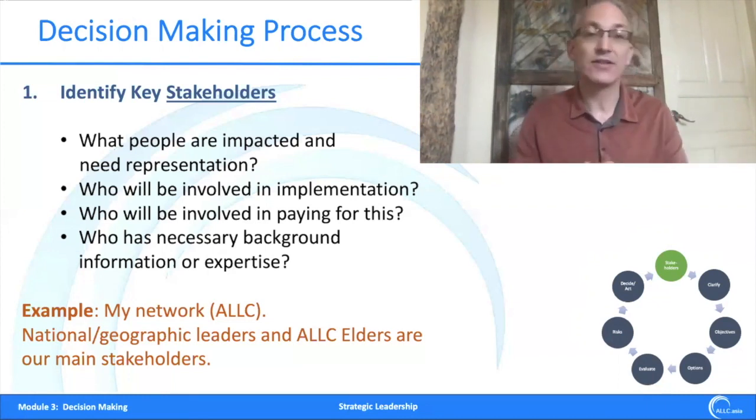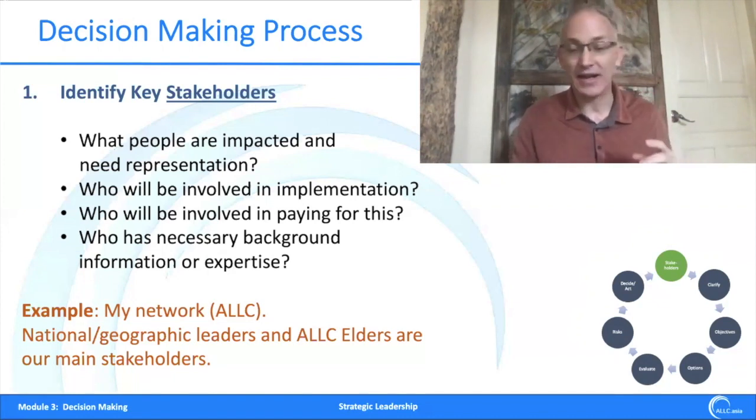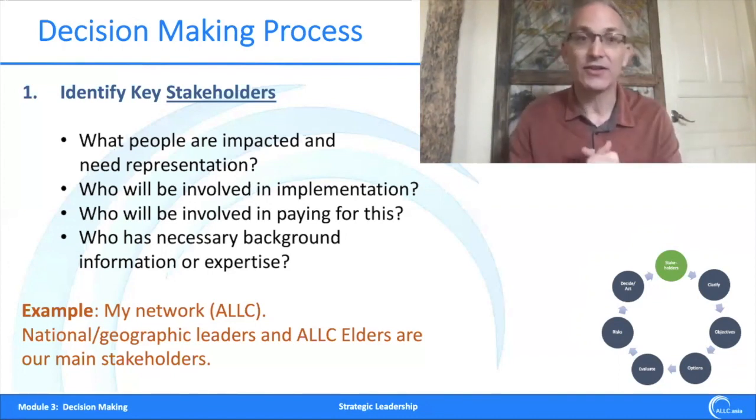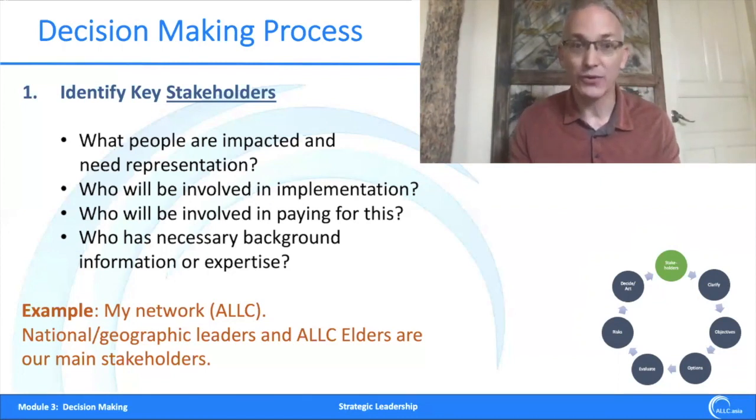And the last thing to consider is what kind of people do we need to involve who might have great background in this area, expertise, or information that we need. So these are some of the questions to consider as you're thinking about identifying key stakeholders to involve at some point during the decision-making process. And that's where we begin.